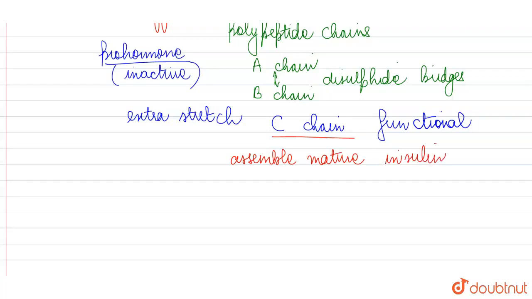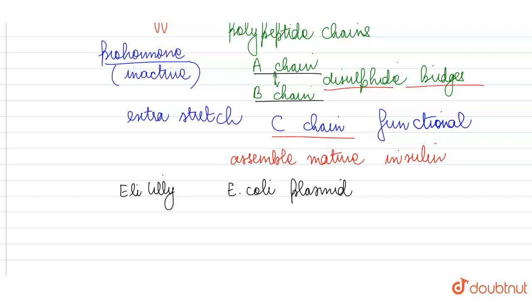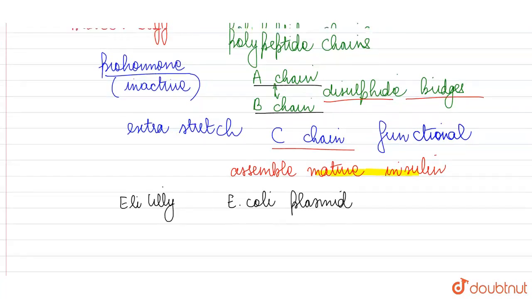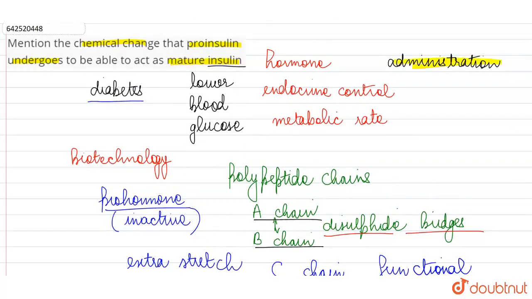But now this challenge has been met because an American firm called Eli Lilly has introduced the genes for producing the A chain and the B chain in separate E. coli plasmids, and both of these chains have now been produced separately, and after being synthesized separately, then they are joined by disulfide bridges. So we can totally skip the C chain and we can produce functional mature insulin, which can be administered to the diabetes patients.